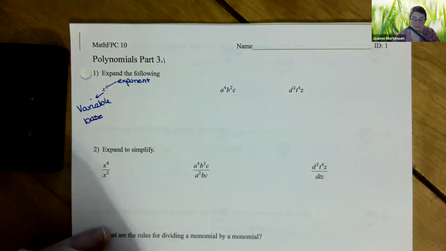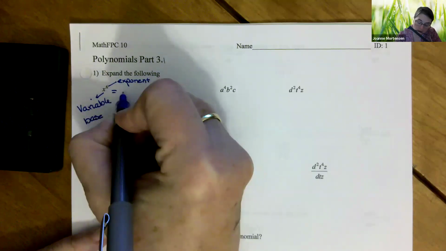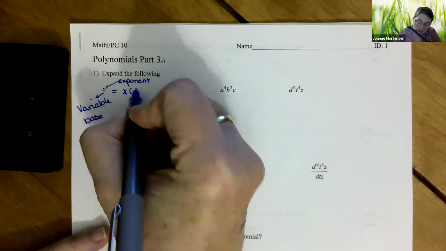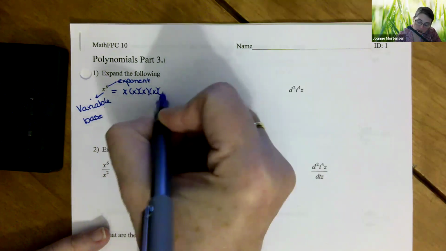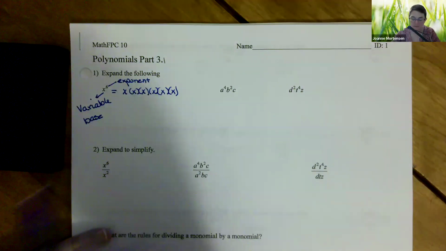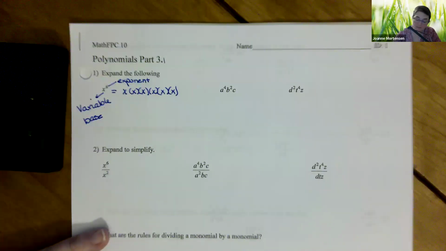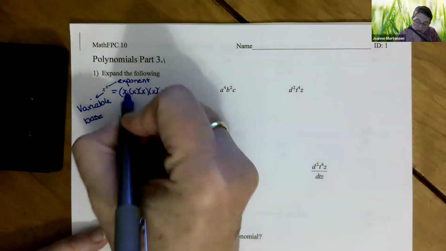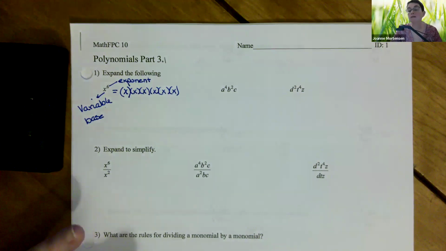Anyway, what x to the 6 means, and I suspect you already know, is going to be x times x times x. That's 3. There's 4. There's 5. There's 6. So the base or the variable is what you're going to write, and the exponent tells you how many times you're going to write it. And if anybody's worried whether I put a bracket on that first one or not, it doesn't matter.